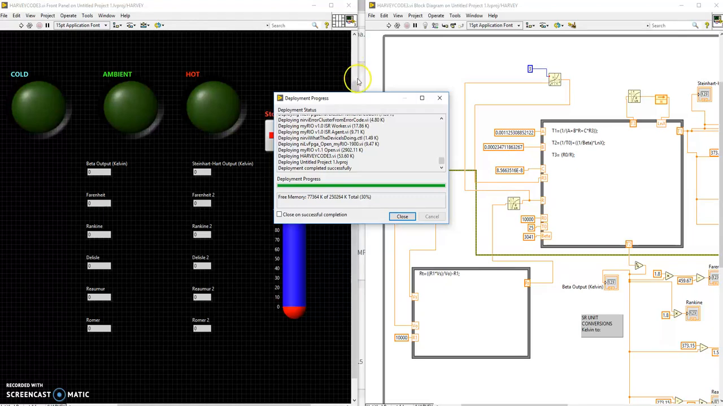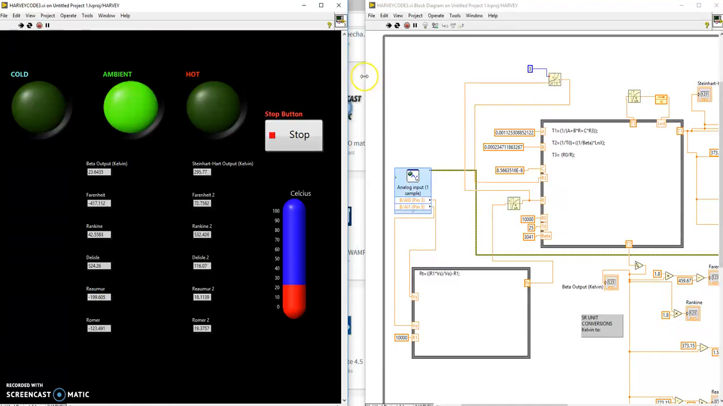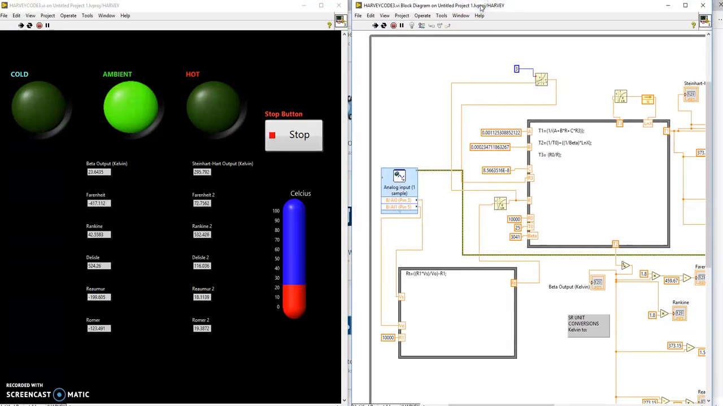Hello, welcome to the screen recording of my LabVIEW code, the basic working principle of a thermistor-based temperature measurement system. On the left hand side I have my front panel, and on the right hand side I have my block diagram VI where all my code takes place.